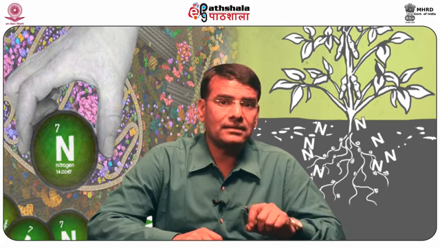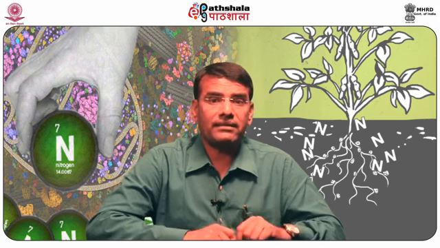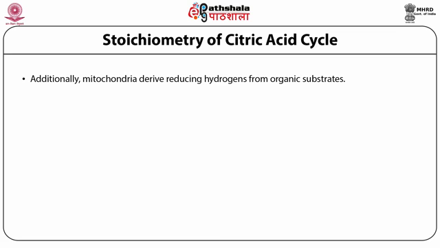The overall rate of the citric acid cycle is controlled by the rate of conversion of pyruvate to acetyl coenzyme A and by the flux through citrate synthase, isocitrate dehydrogenase, and alpha-ketoglutarate dehydrogenase. These fluxes are largely determined by the concentrations of substrate and product. The end products ATP and NADH are inhibitory and the substrates NAD plus and ADP are stimulatory. Additionally, mitochondria derive reducing hydrogens from organic substrates.